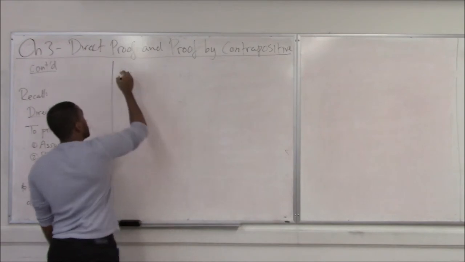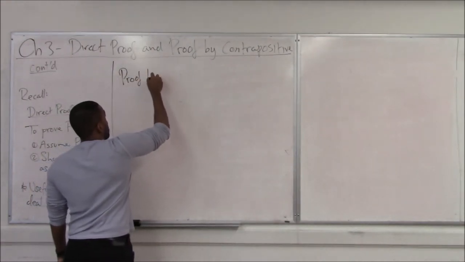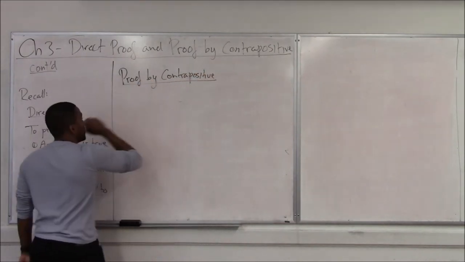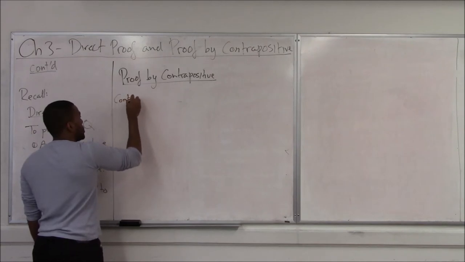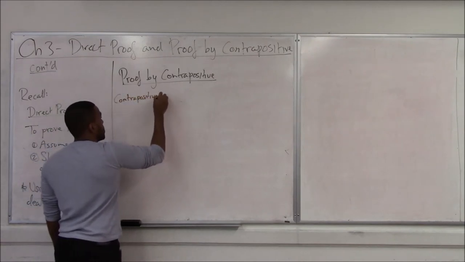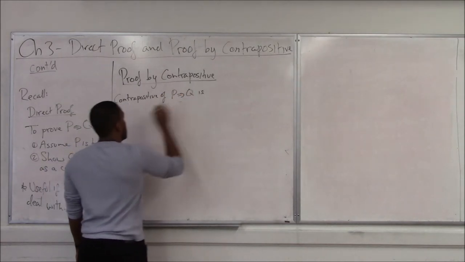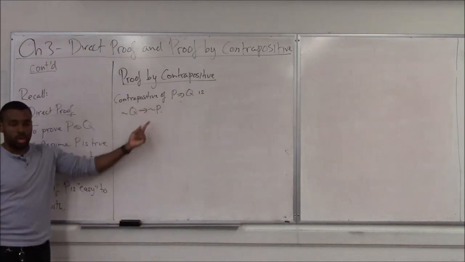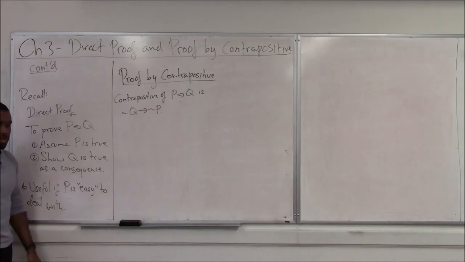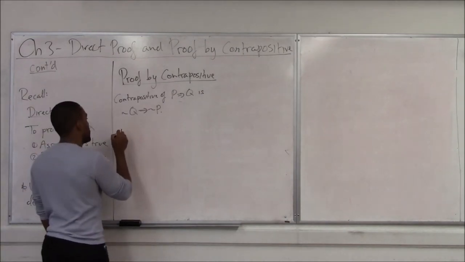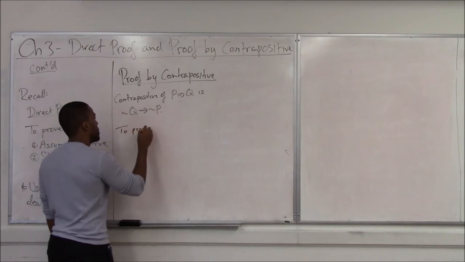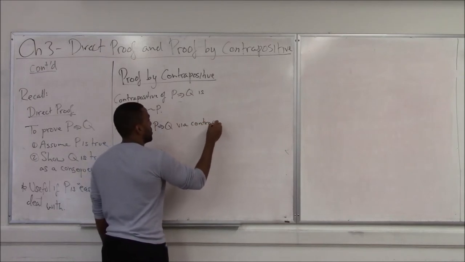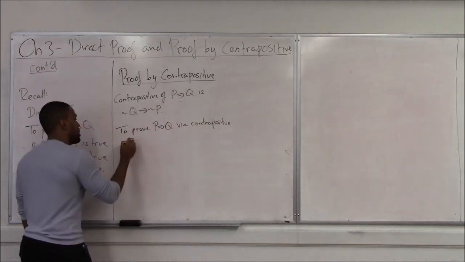we briefly started to discuss proof by contrapositive. So what is the contrapositive of P implies Q? It is not Q implies not P, and I think I showed at least once that these two were logically equivalent. They give all the same truth values in the truth table. And so this proof technique involves two steps as well.